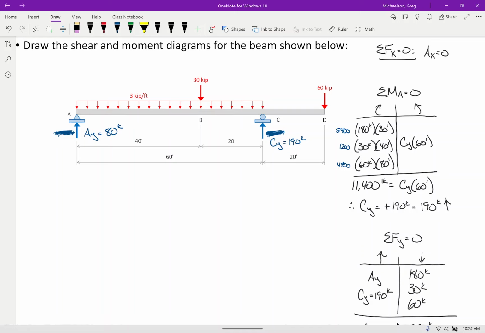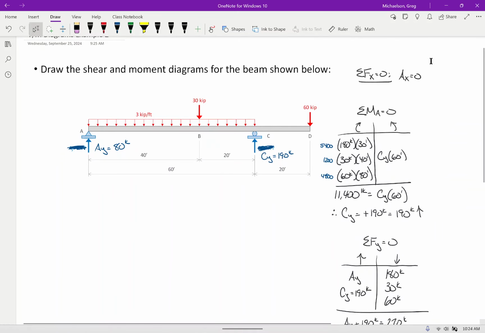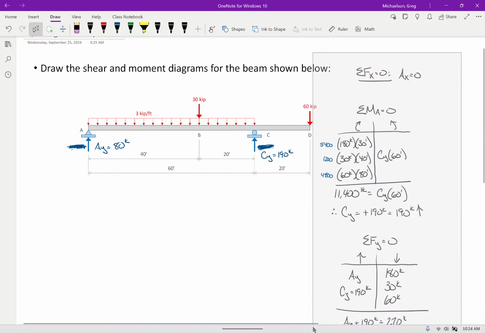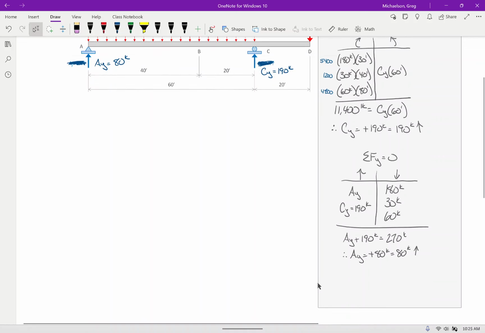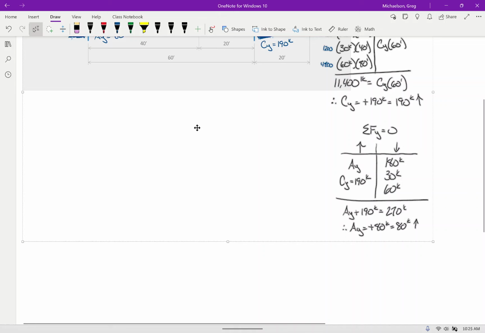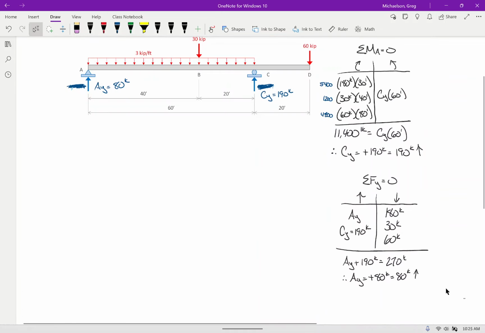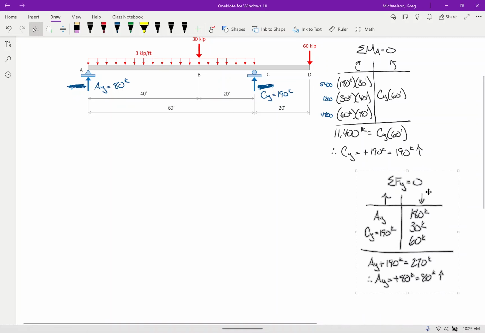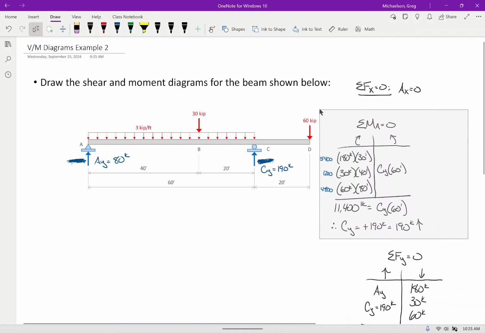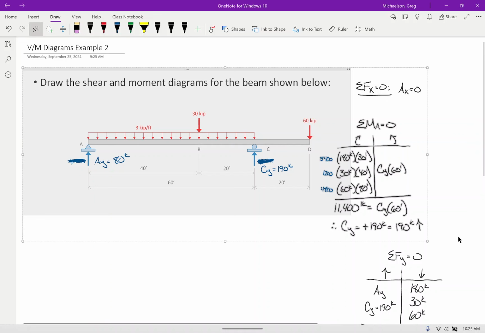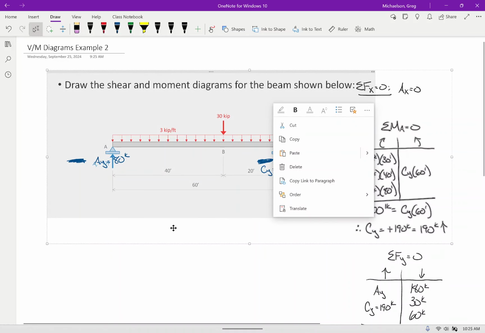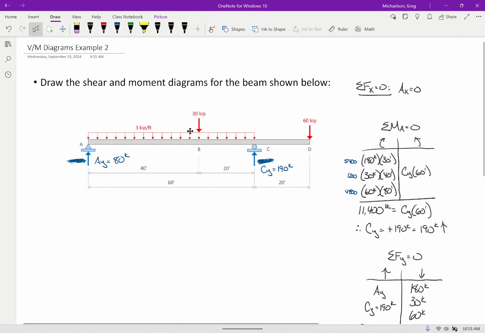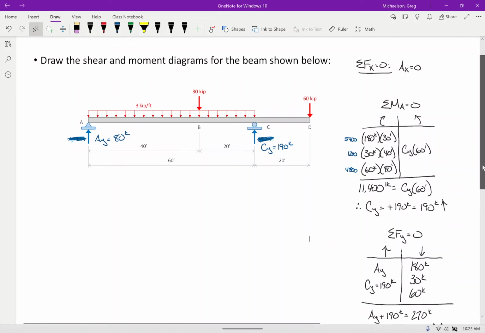Sound good? All right, so what I'm going to do, if it's okay, is take these calculations and scooch them just a tad, just so I've got a little bit of room here as I construct this shear and moment diagram. I just didn't want that to get in the way.